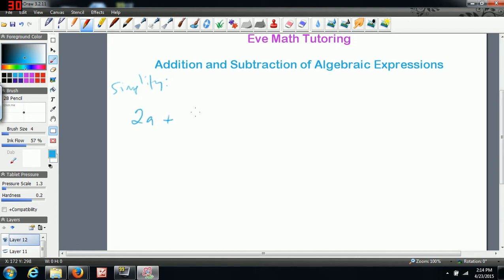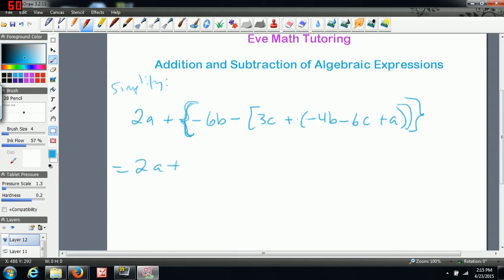And you've got 2a plus, and then in bracket here you've got negative 6b minus 3c, maybe this type of bracket, plus, negative 4b minus 6c plus a, close bracket, and close that like that. Okay, now we're dealing with a whole bunch of brackets here, so always working from the inside out.